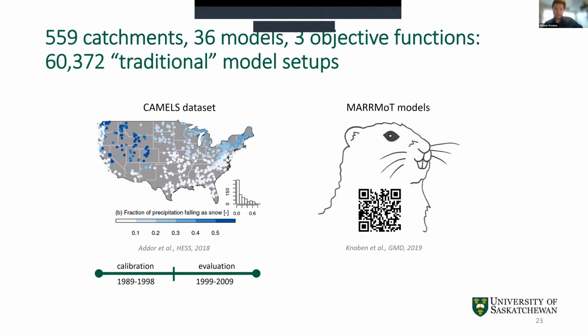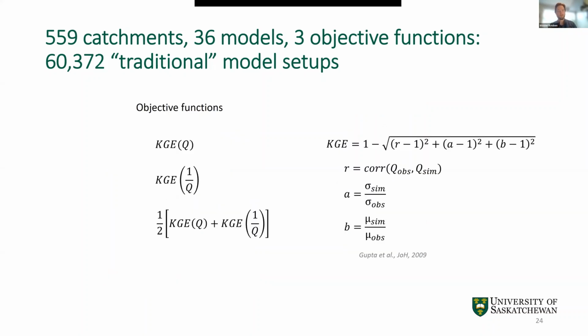Now for the CAMELS data set, originally this contains 671 catchments, but we removed some based on water balance considerations. And for the remaining ones, there's 20 years of data available, which we divided into 10 years calibration data and 10 years evaluation data. This is all run at a daily time step with 36 out of the 46 models that Marmot gives us. Our objective functions are based on the Kling-Gupta efficiency. We do this on regular streamflows, 1 over streamflow, with the idea that this emphasizes low flows more, and as a sort of multi-objective approach that combines the two.